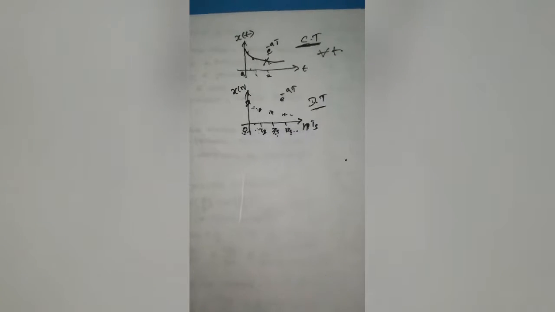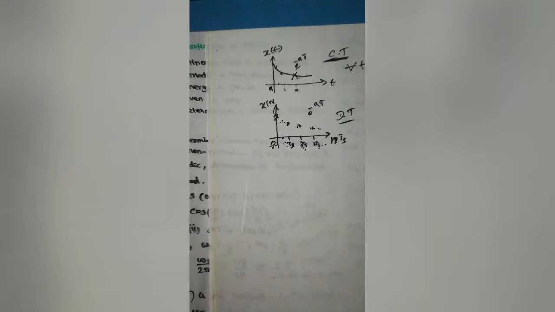Next, we move on to classification of signals. How can the signal be classified? Based upon the characteristics and nature, the signal can be classified into different types: periodic and aperiodic signals, even and odd signals, energy and power signals, deterministic and random signals. Now first, periodic and aperiodic signals.